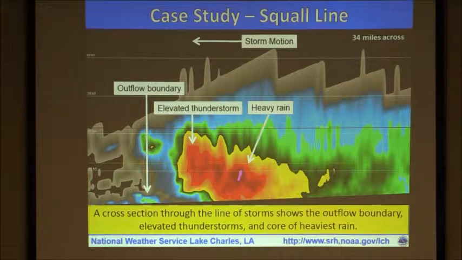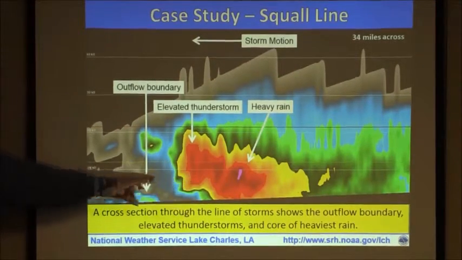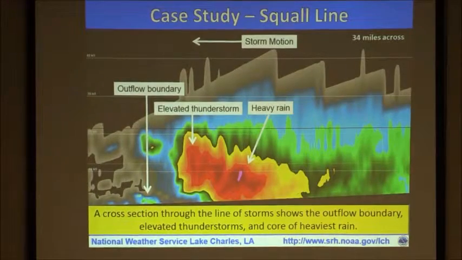We call this a bounded weak echo region, and so a lot of times this is going to be the location that we're focusing on for a severe storm. If the storm here, like in this picture here, the storm is moving from right to left, so we know that this big storm, this thing here is going to fall down to the ground as the storm is moving off to the left.